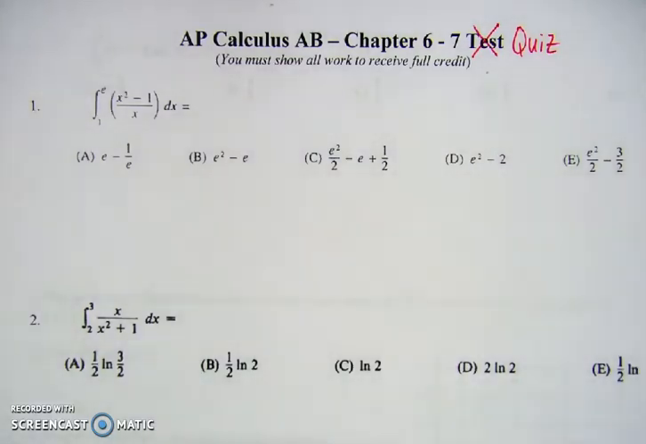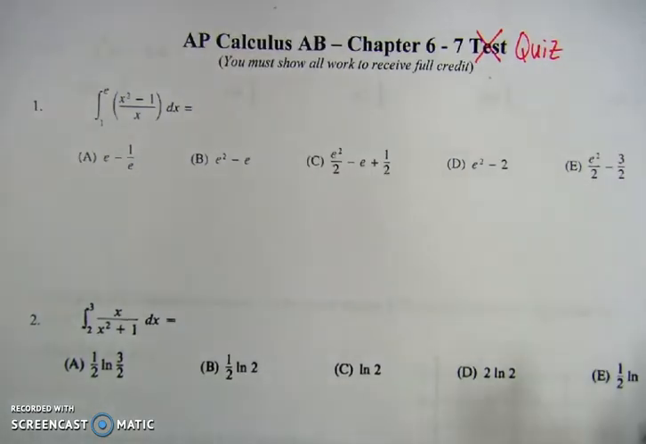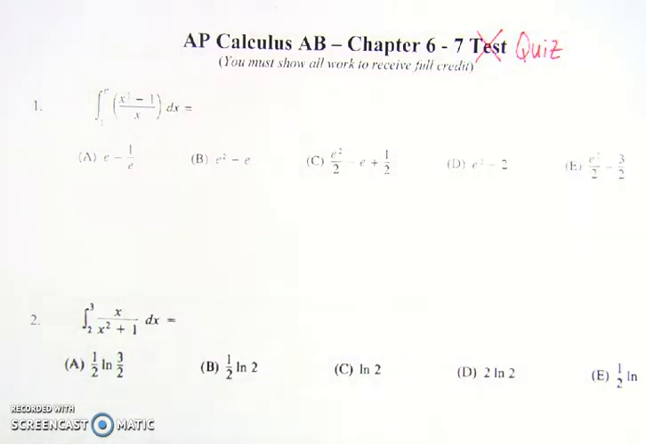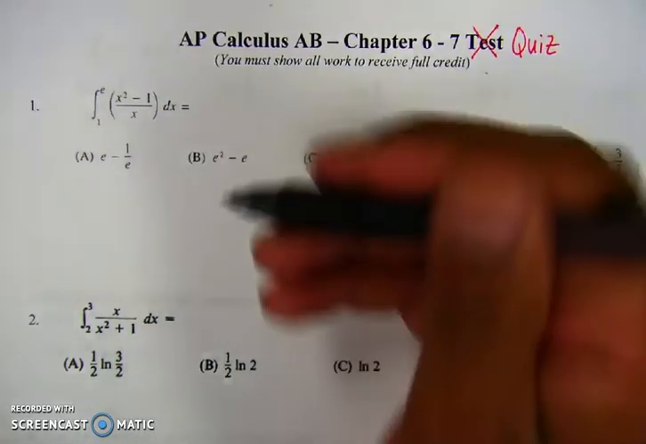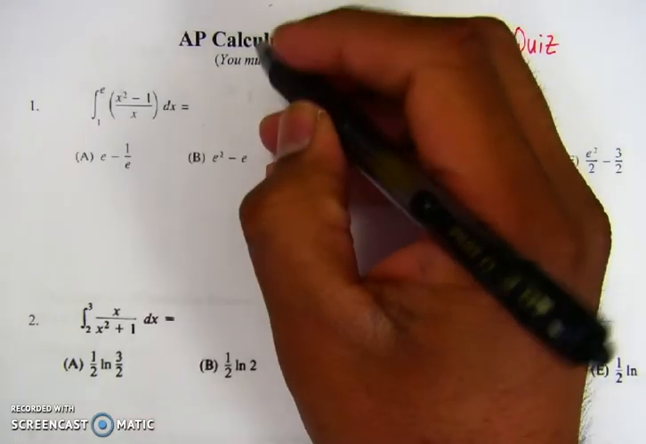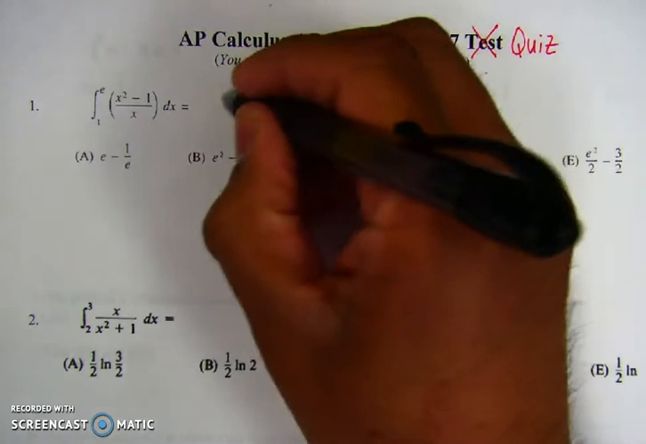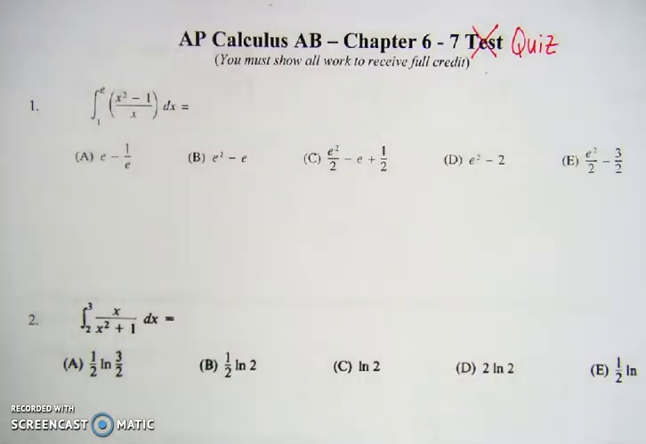Alright, let's go over the chapter 6 and 7 quiz. Problem number 1, you're integrating from 1 to e, (x squared minus 1) over x dx. And the first thing you want to do here is simplify (x squared minus 1) over x. That'll simplify to x minus 1 over x.